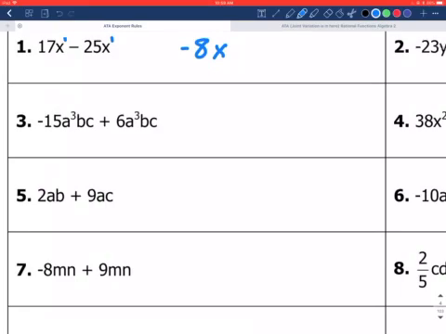So if you just watched my exponent rules video, this is the very first line. We're not doing anything with the exponents. We're not adding or subtracting the exponents themselves. We're just making sure that they're the same and combining the coefficients.